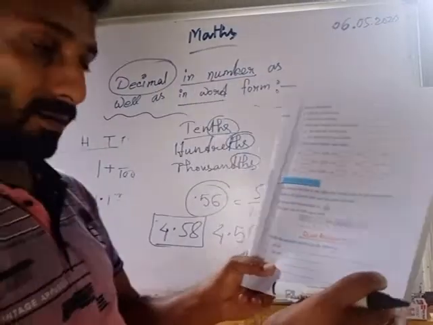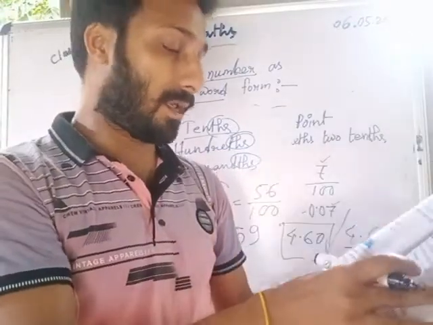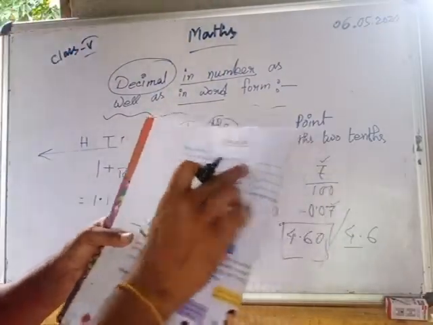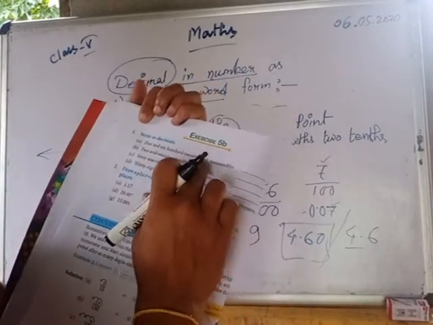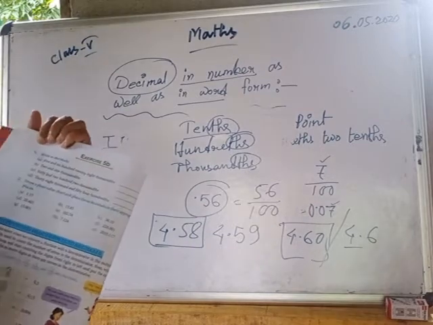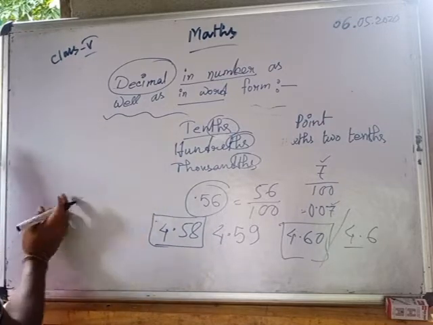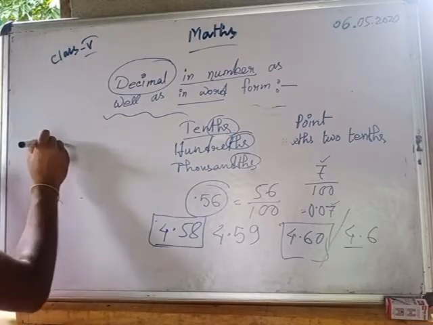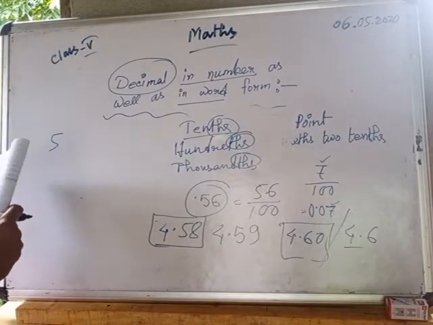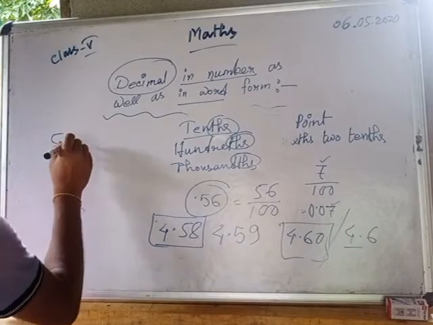So this is your homework. After this page, you should go to the next page, page number 82. Write as decimal: 5 and 628 thousandths. That means 5 and 628. After 5, we should write here 628.